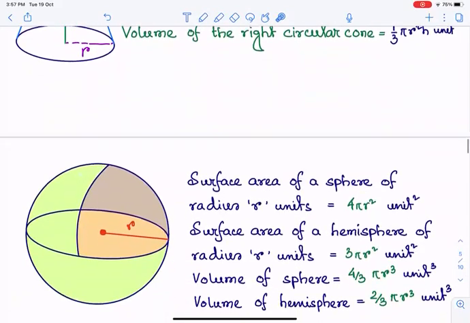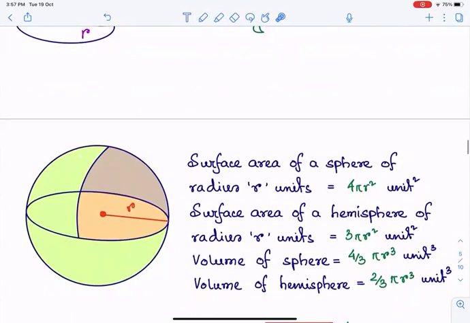The next shape we will consider is a sphere. The surface area of a sphere having radius r is 4 pi r square. Well, if I cut the sphere into equal halves, then each half is called a hemisphere. And due to this cut, what will happen? The curved surface area, which was 4 pi r square for the sphere, will be half for the hemisphere, that's 2 pi r square. And due to the cut, another circular surface of pi r square will be open. So that will make the total surface area for a hemisphere 3 pi r square.